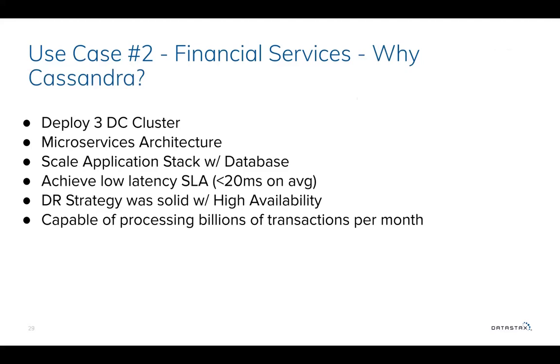And then the DR strategy, they want to ensure it's solid with high availability. So in Cassandra terms, if a single data center is down, or in this scenario, if 2 data centers are down, they have a 3rd data center available to handle their customers. And they want to be able to process billions of transactions per month. So that really came down to the two metrics of what they were trying to do.